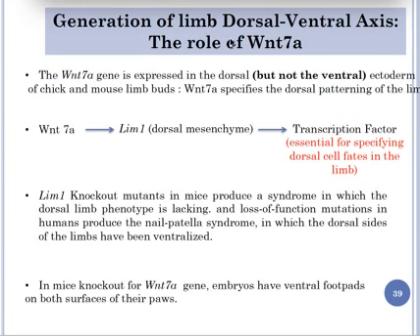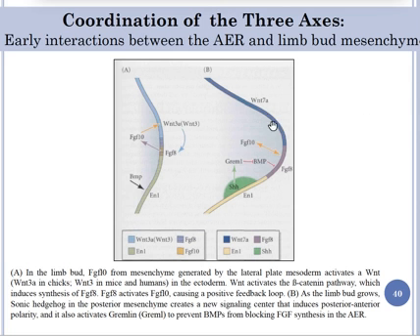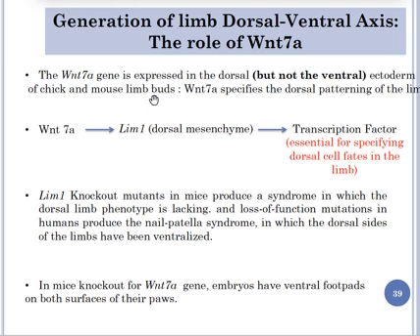So now we'll talk about the third axis for limb growth. It's the dorsal-ventral axis. This axis is controlled by the activity of Wnt7a. According to the experiments, Wnt7a is expressed in the dorsal ectoderm, but not in the ventral ectoderm, of the chicken and mouse limb buds. So Wnt7a specifies the dorsal patterning of the limb.